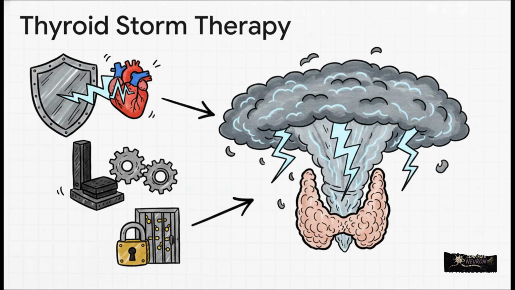Second, you give high doses of thioamides to slam the brakes on new hormone production. And third, you administer oral iodide. Why? Well, because a massive pharmacologic dose of iodide actually triggers a protective mechanism called the Wolff-Chaikoff effect. This essentially locks the factory doors so no stored hormone can escape into the blood.